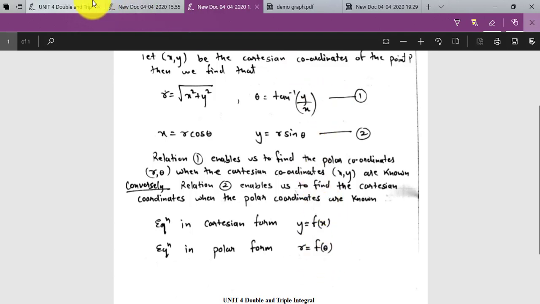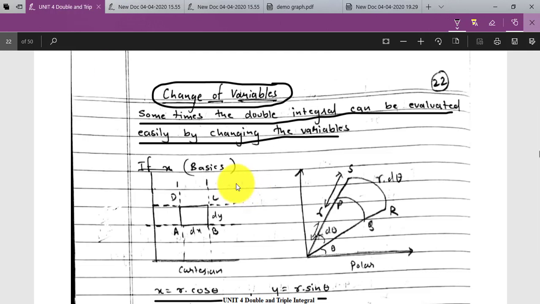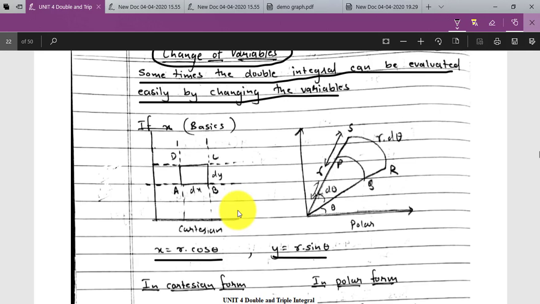Now let me go back to my problem. Let us have a geometrical interpretation. What are we doing in double and triple integrals?